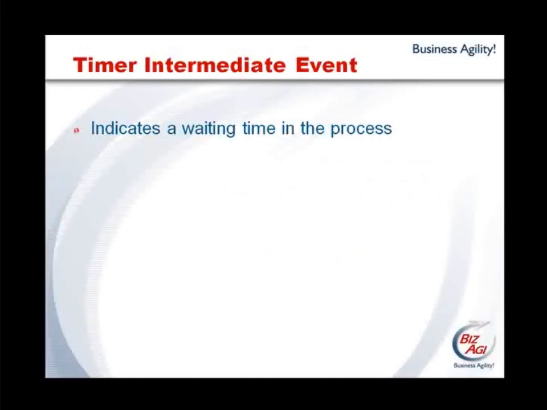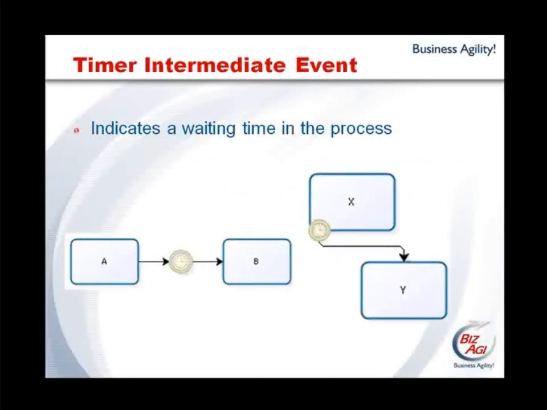The timer intermediate event can be used within the sequential flow, or joined to the borders of an activity. When it is found within the sequence flow of the process, it indicates a delay or waiting time. The time of the event can be a period of time, i.e. minutes, hours, days, etc., or it can be given as a specific date.